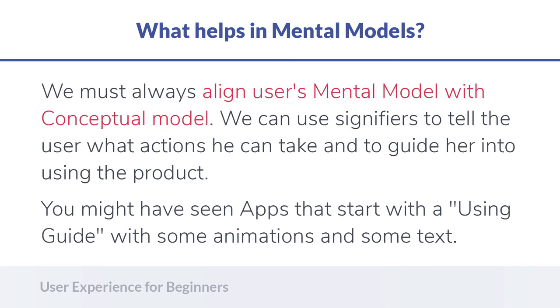As a designer or user experience designer, your job is to align your user's mental model with the conceptual model of your product, your app. You are going to use signifiers and affordances to guide your user into using your product. You might have seen that almost all apps these days show you some usage guide or intro guide whenever you start an app for the first time. This is for closing the gap between a mental model and a conceptual model. This is how we train our user and tell them that they are going to use this product, this app, in this way.